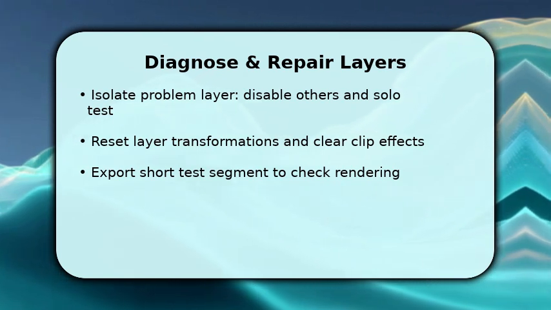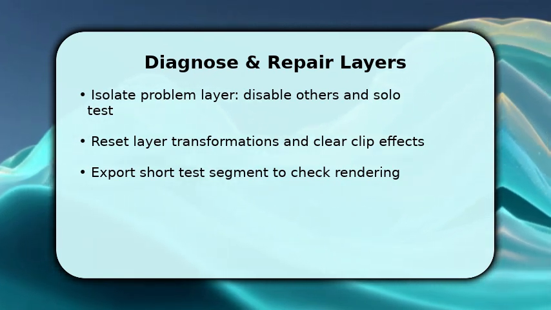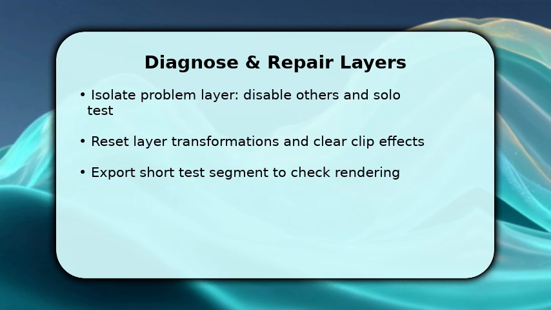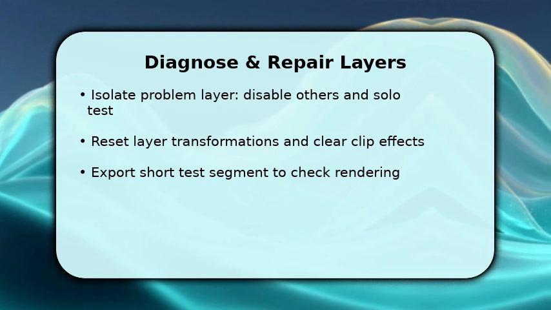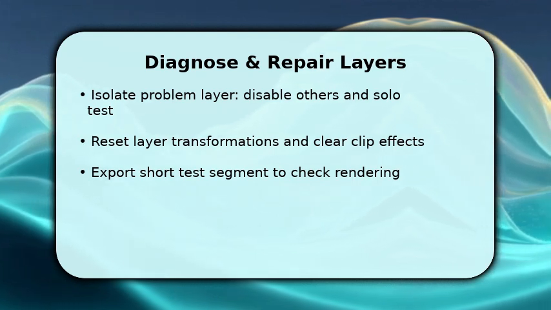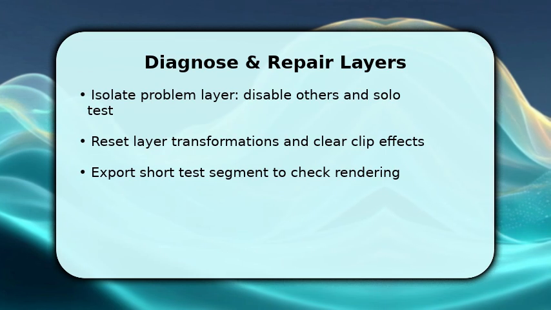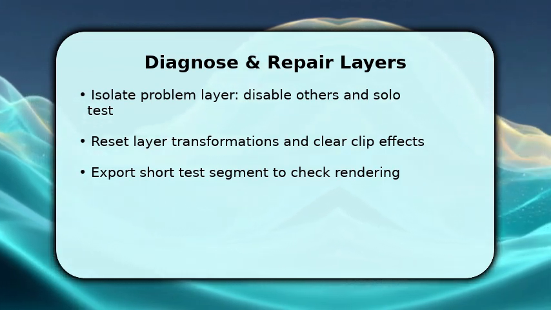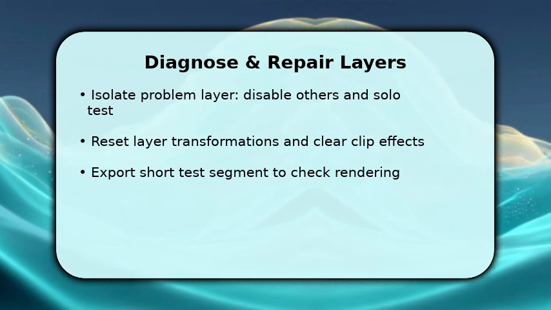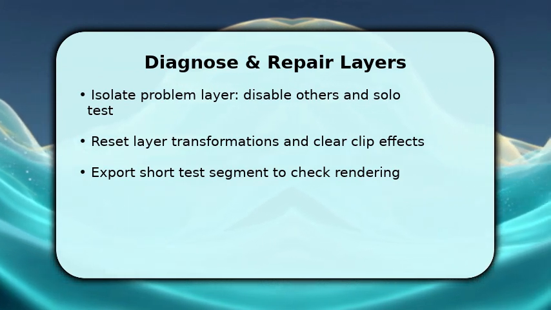Make sure to reset that layer's scale, rotation, anchor point, and opacity to defaults because corrupted transform data hides controls. Remove any third-party assets or heavy effects on that layer. Replace them with a plain clip to retest. Then export a short segment to confirm the layer renders correctly outside the editor. If it renders, gradually reapply effects to find the offender.